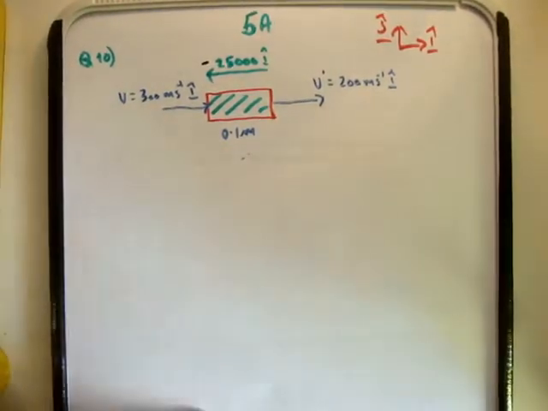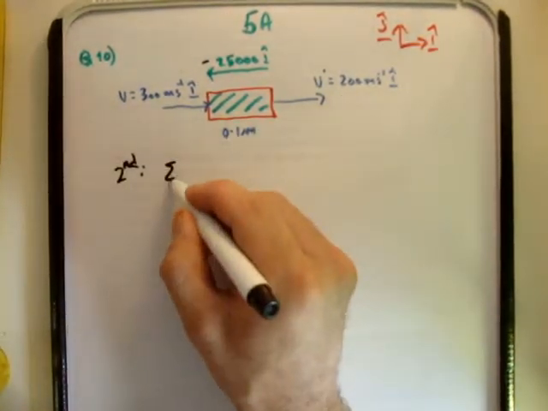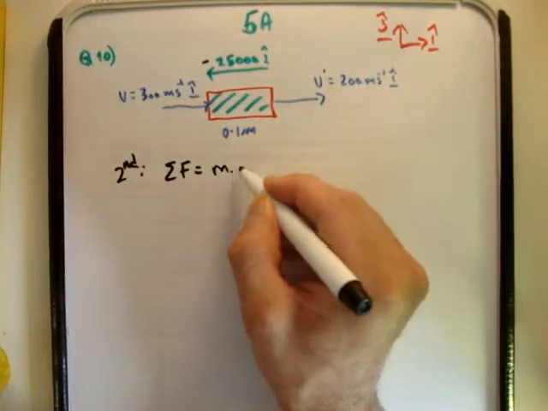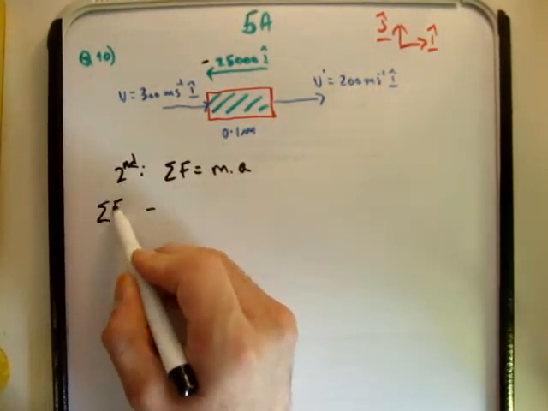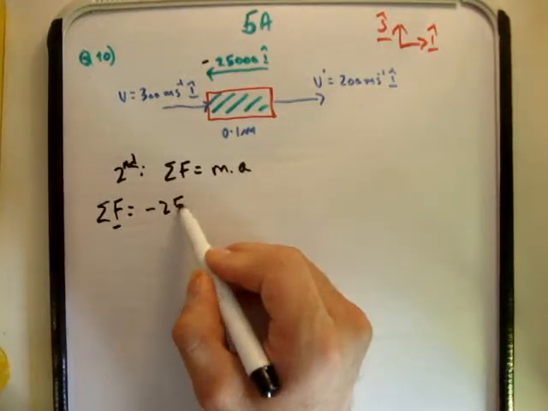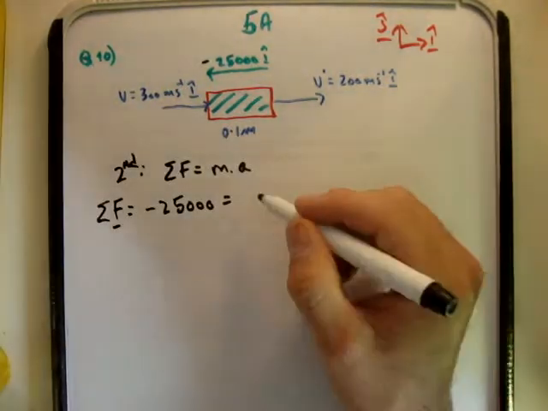Then Newton's second law says that the sum of the forces is equal to the mass times the acceleration. We're given the force, so the sum of the forces is equal to negative 2500. We have the mass. Okay, so the mass is the mass of the bullet, because that's what it's decelerating. And did we have a mass? No, we don't actually have a mass. So I'm just going to say it's m.